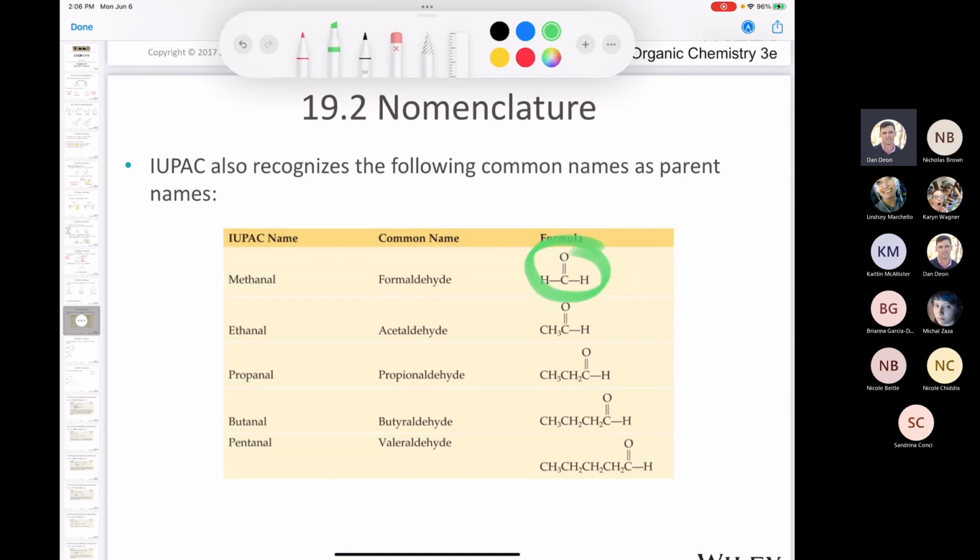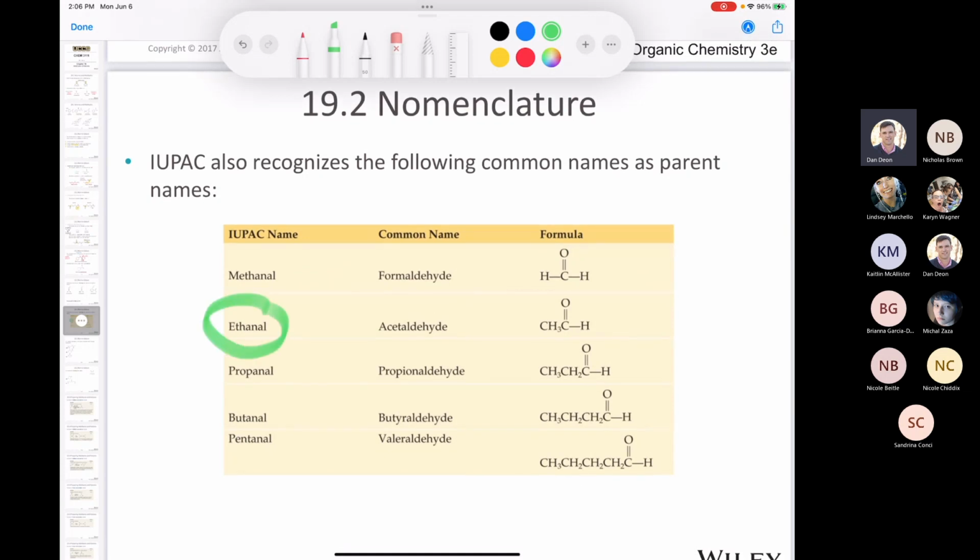So if we have one carbon, the IUPAC name would be methanal, but everybody calls it formaldehyde. It's the common name. If you have two carbons, technically it would be called ethanal, but nobody ever calls it that. Everybody calls it acetaldehyde. Now the next three, going from propanal to butanal to pentanal, those are the IUPAC names.